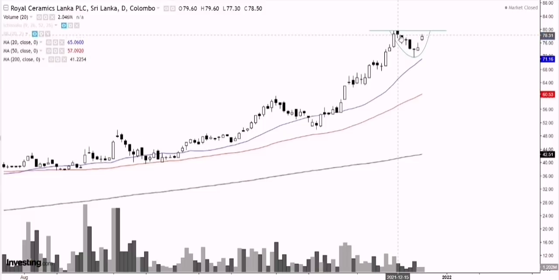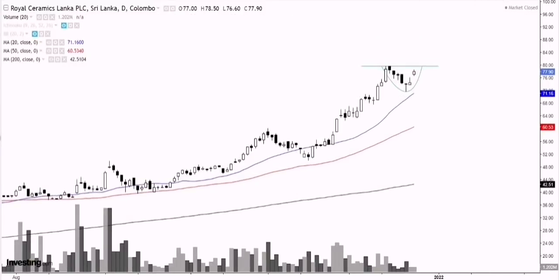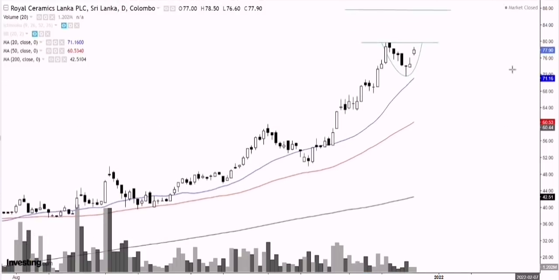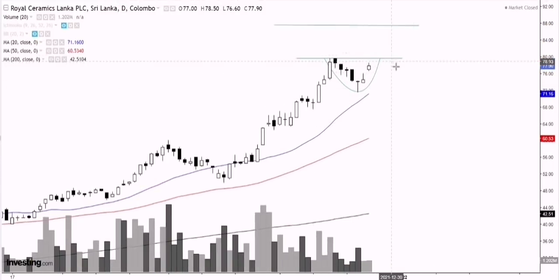So how much is it? 79.60 and 71.60, so that's 8 points. That gives you roughly around 87.60. So that becomes your price target, which is roughly around over here. So that is a new price target for RCL from this base, provided we have a confirmed breakout.